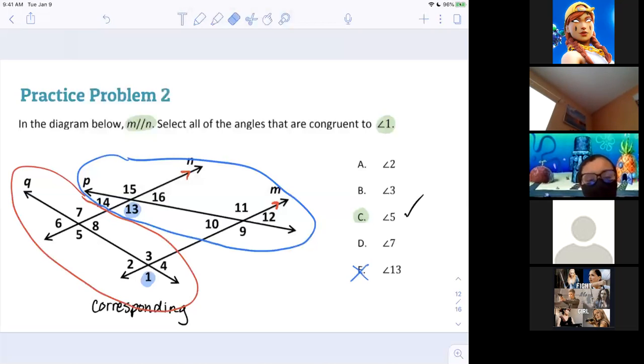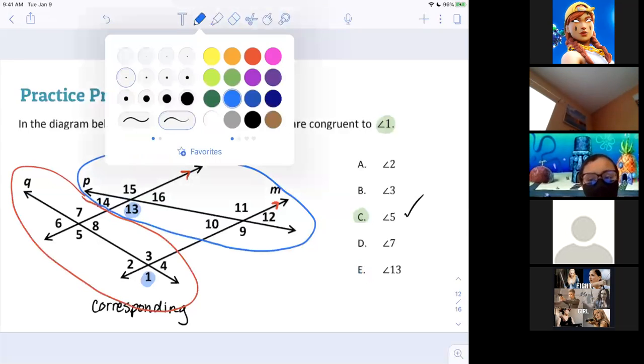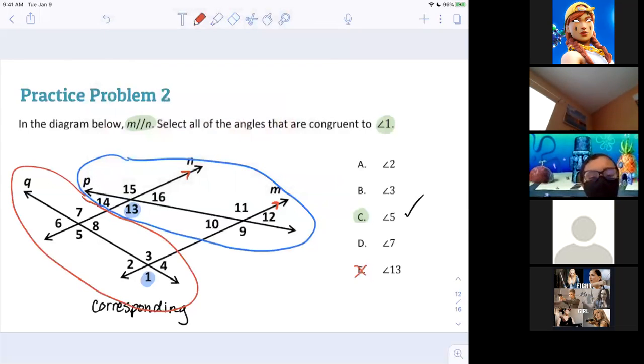But do I have any questions on that? Because I want to make sure we understand that. I got it. Okay. Now, there were two more answers. So let's take a look at A, B, and D.